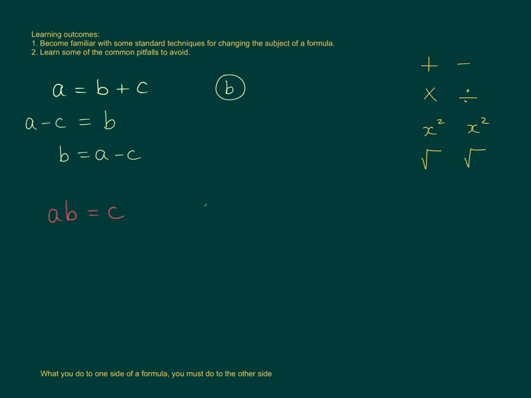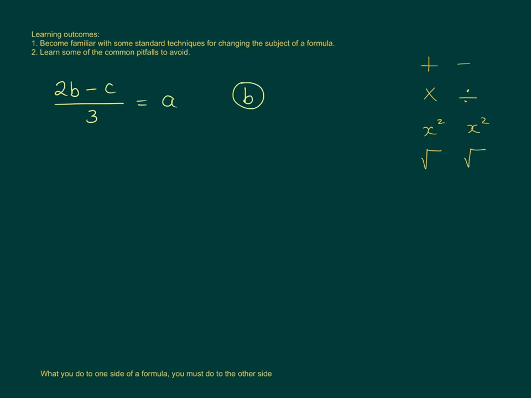As another very simple example, let's say you have AB is equal to C. Again, this is something you may be doing automatically at this point, but let's say again you want to make B the subject of that formula. What do you need to do? Well, you need to get rid of the A from the left-hand side. Because A is multiplied by B on the left-hand side, you need to divide the left-hand side by A, which will give you B. But because you've divided the left-hand side by A, you must also divide the right-hand side by A, so you get C over A, or C divided by A.